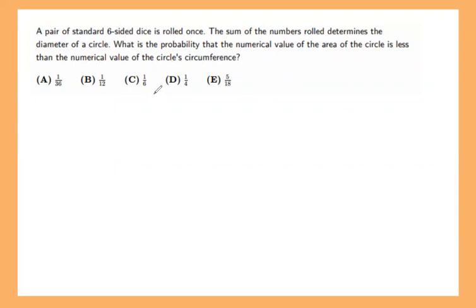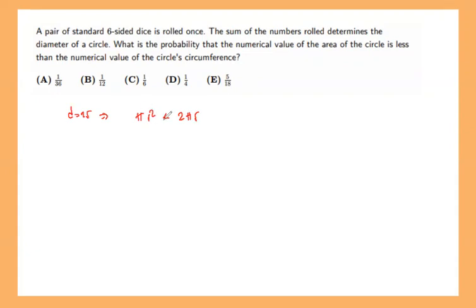We'd like to find the 2 numbers that we get on those 2 dice, right? The sum of the numbers will determine the diameter. So let me call the diameter 2r. And the area of the circle is pi r squared. So let's write that first. It's going to be less than the circumference, which is 2 pi r.